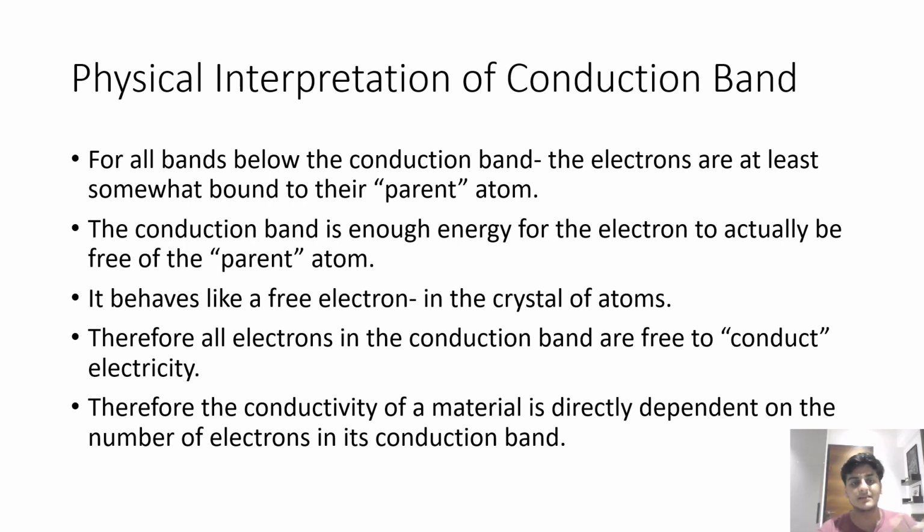But when the electron actually reaches the conduction band, the height of the conduction band is such that the electron has enough energy to actually be free of its parent atom. What this means is that it starts to behave like a free electron in the crystal of atoms, because it has got enough energy to be free of the parent atom it was bound to. So what this implies is that all electrons in the conduction band become free to conduct electricity.